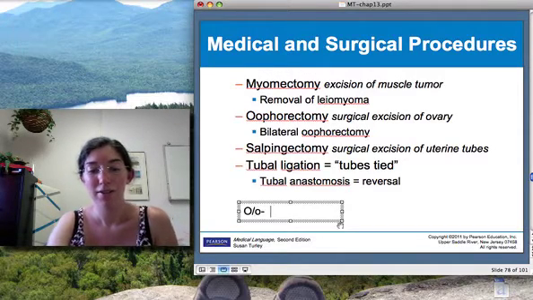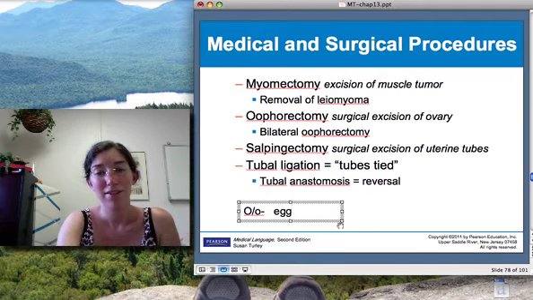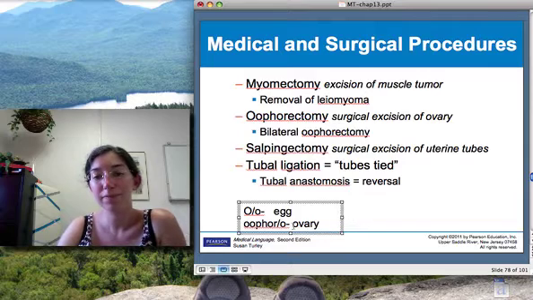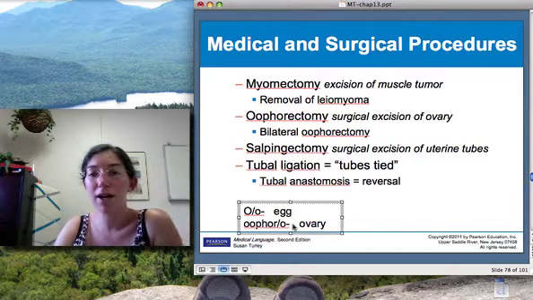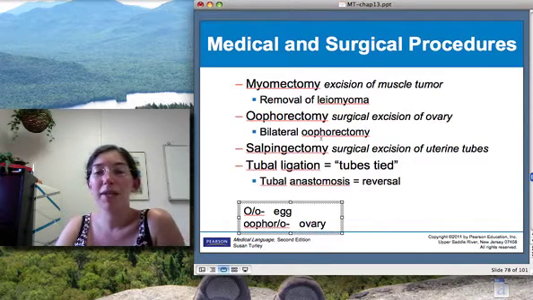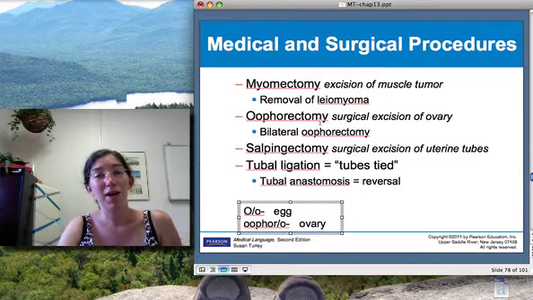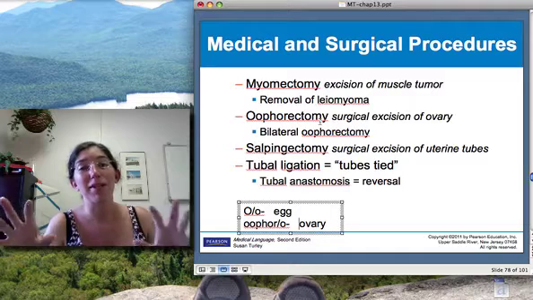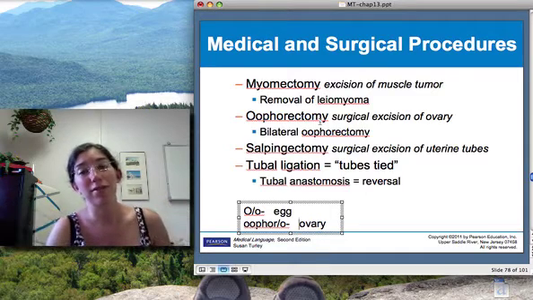O is egg, and oophoro is ovary. Okay? So oophorectomy would be the removal of an ovary. A bilateral oophorectomy would be the removal of both ovaries.